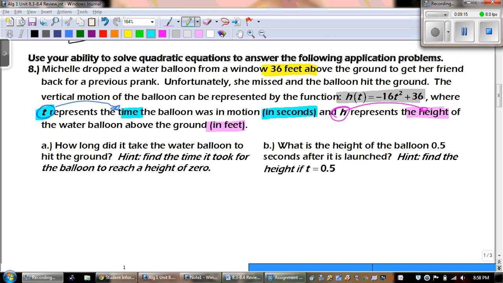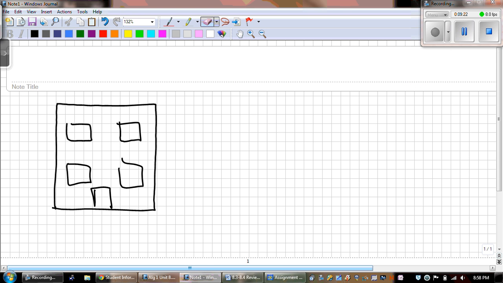The key things are that we're talking about the time and we're talking about the height. Those are the two variables that we have. But to really get this, we need to draw a picture. And I already drew my apartment building.